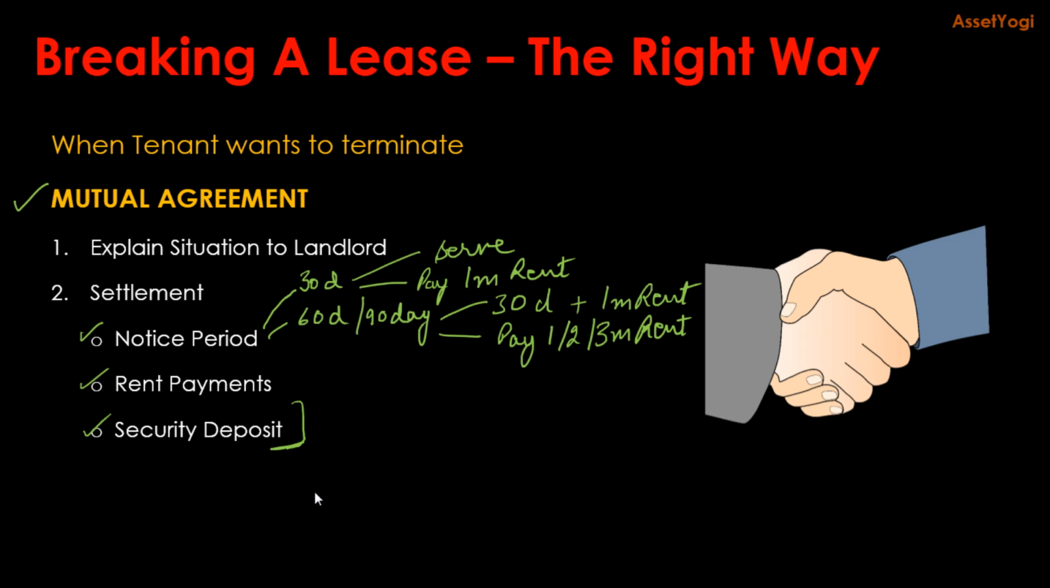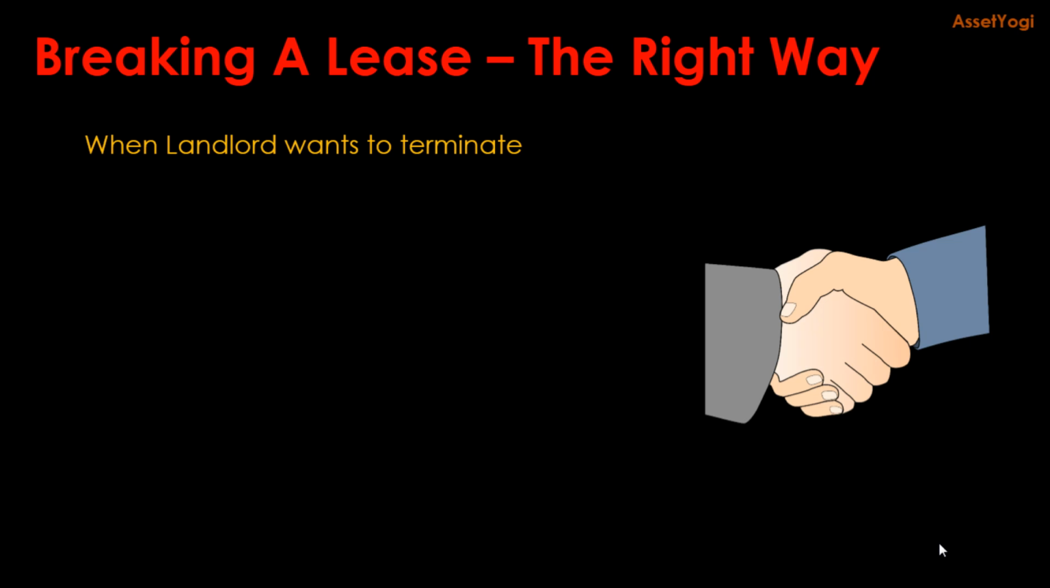And whatever is the agreement between the landlord and the tenant, you should have clear communication in the form of an email or a written letter. So don't just rely on the oral commitment. Now suppose you are the landlord, then let us see what is the right procedure of terminating the lease early. So if you are the landlord, then again mutual agreement is the best way out.